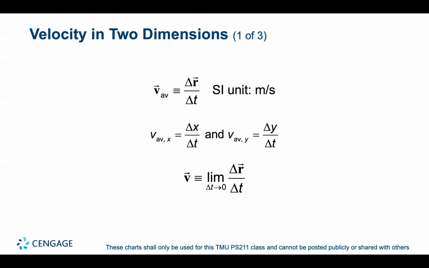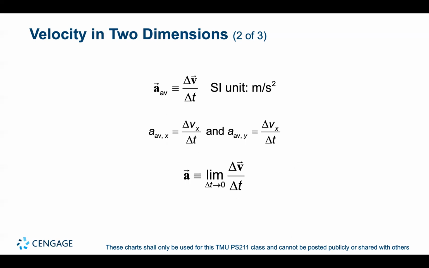An object's instantaneous velocity, v, is a limit of the average velocity as delta t goes to 0. So here we have the average, we have the instantaneous, and so hopefully this is giving you some perspective of the going in each of those directions. So we're breaking it into components based on the coordinate system that we're leveraging.